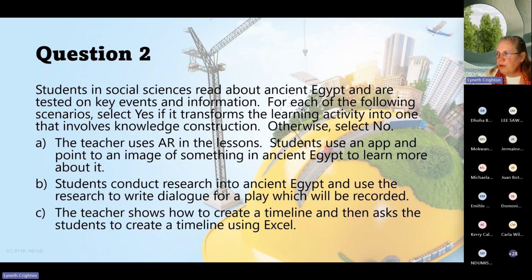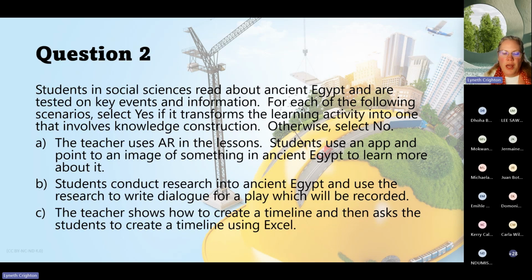Any brave person who would like to guess which is the yes and which is no? Kerry, yes, B? Okay, they're taking the information about Egypt, but they're writing a dialogue for a play. So Heidi, yes. Domiso, yes. B is the answer, it is yes.